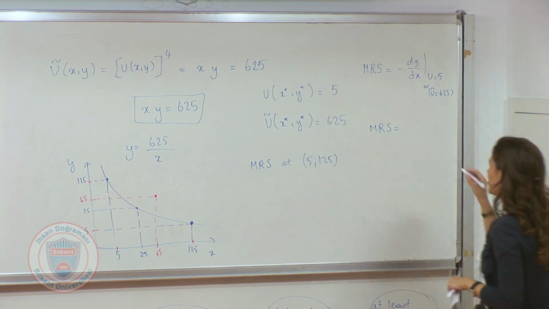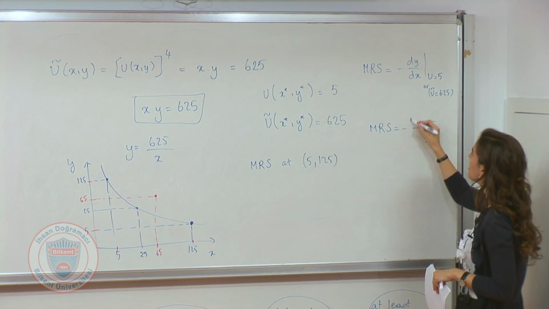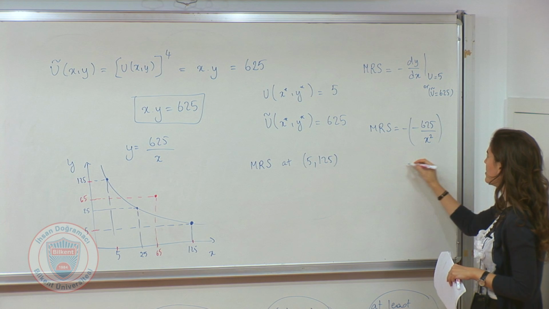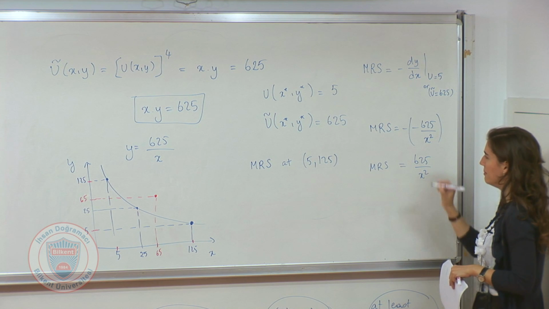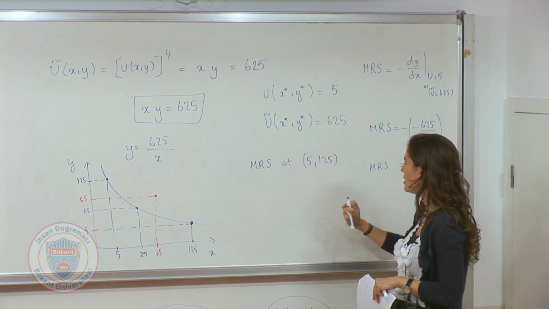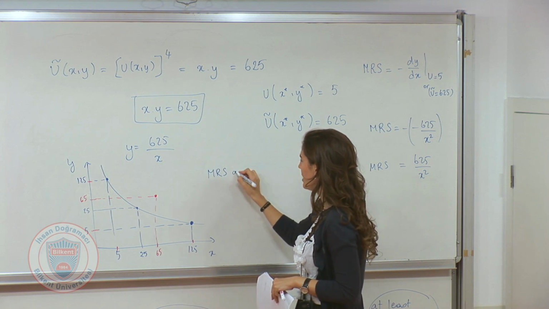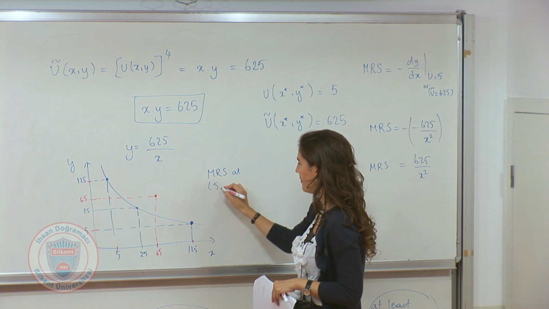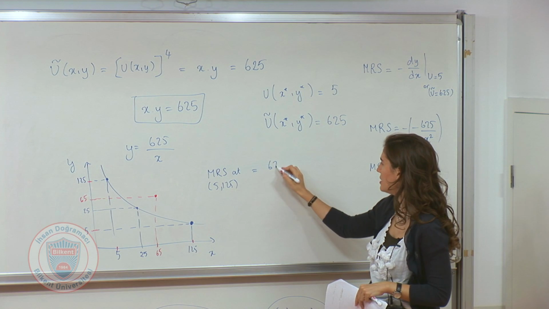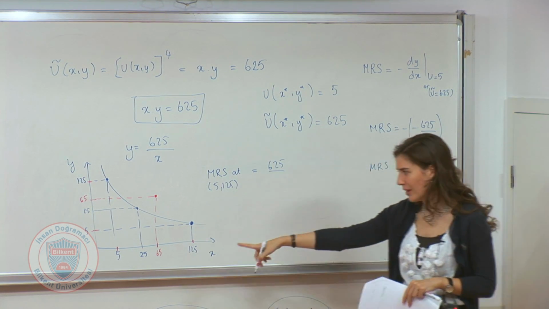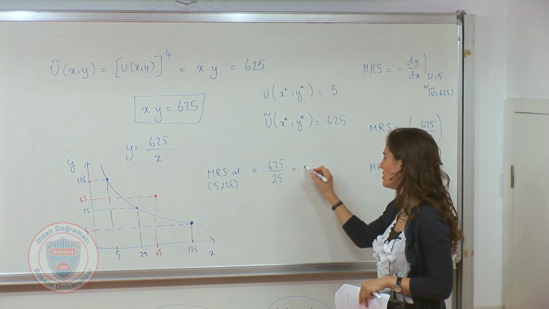Minus, right? 625 divided by x squared, right? And there's another minus because of the definition, right? So then you see that MRS is 625 divided by x squared, okay? So let's try to find this. So marginal rate of substitution at 125 is what? You said that hocam 625 divided by, what is my x? It's 5, right? So it's 25. So this is going to be 25.